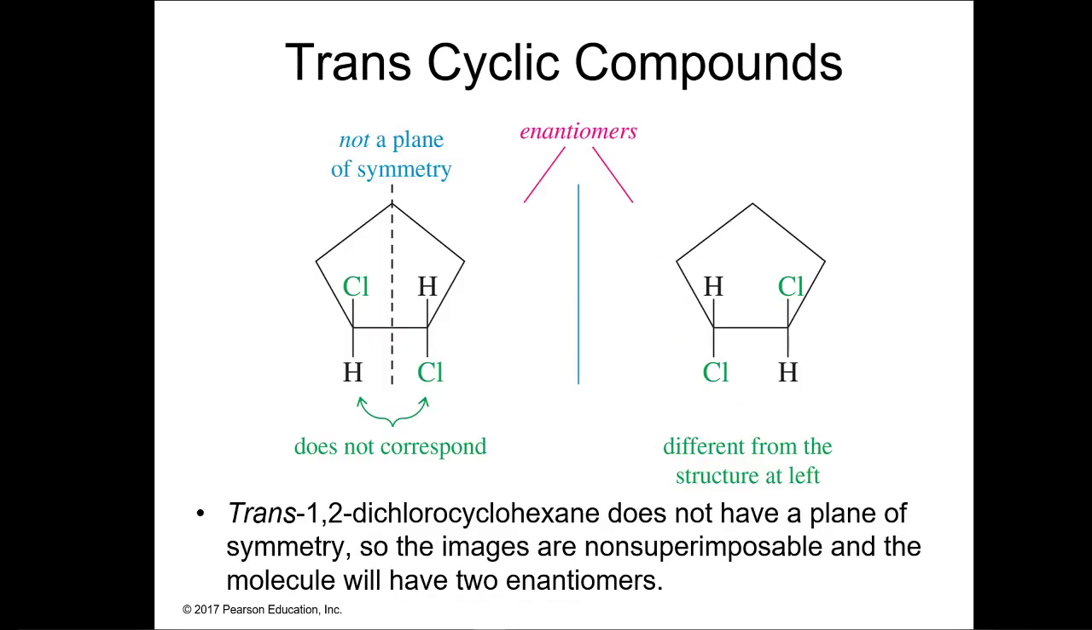So that's the one part where it might be a little bit tricky. If you look at the trans compound, these are not the same. You flip it, these are not the same, so these are enantiomers. So the cis compound will be achiral, and the trans compound would be chiral. Okay, so that's the ring. Again, ring structures add a layer of complication, but this is kind of the one real exception you need to be looking for.